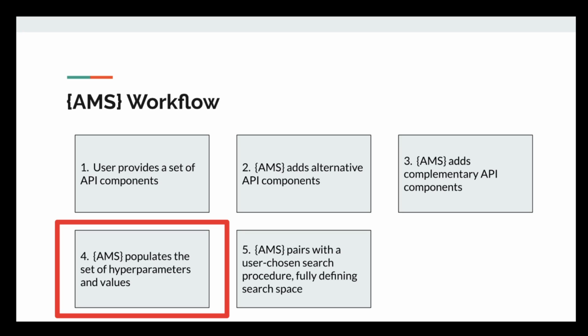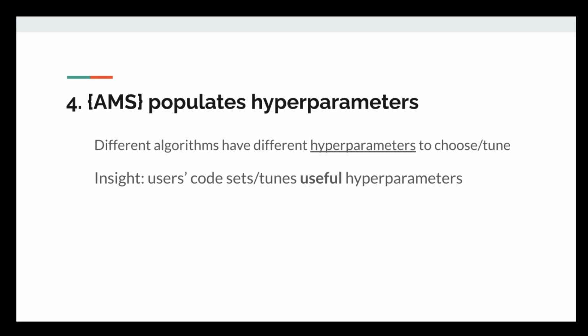Next, AMS must populate the set of hyperparameters and values for each of the components in the specification. As we all know, different algorithms have different hyperparameters to choose and tune. For example, if you're interested in clustering, you may have to choose the number of clusters. You may also want to do things like regularize your pipeline, so you'll have some regularization method, and you have to pick what kind and what weight to put on it, and so on.